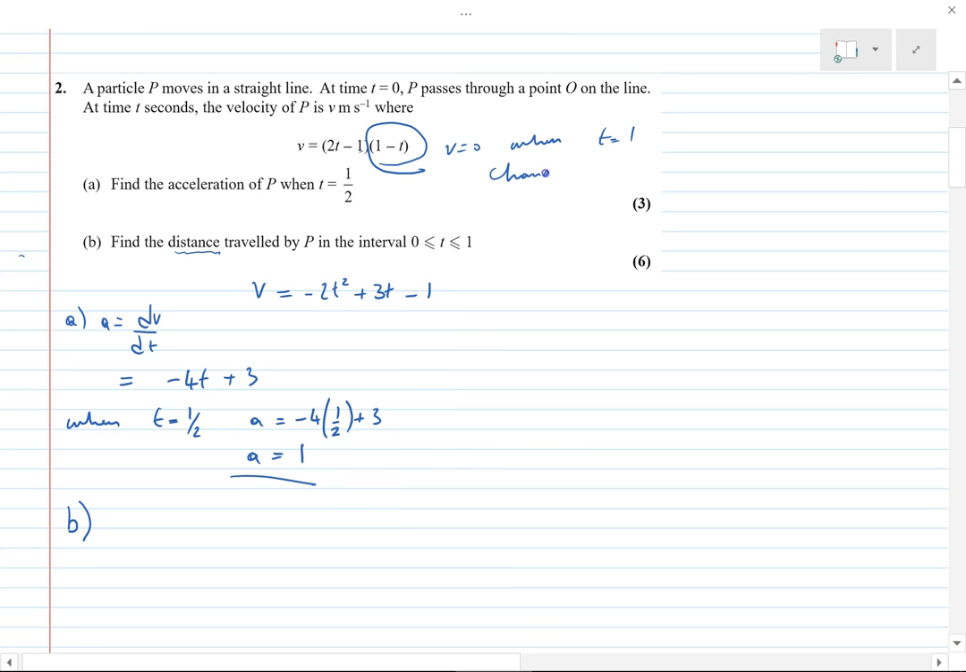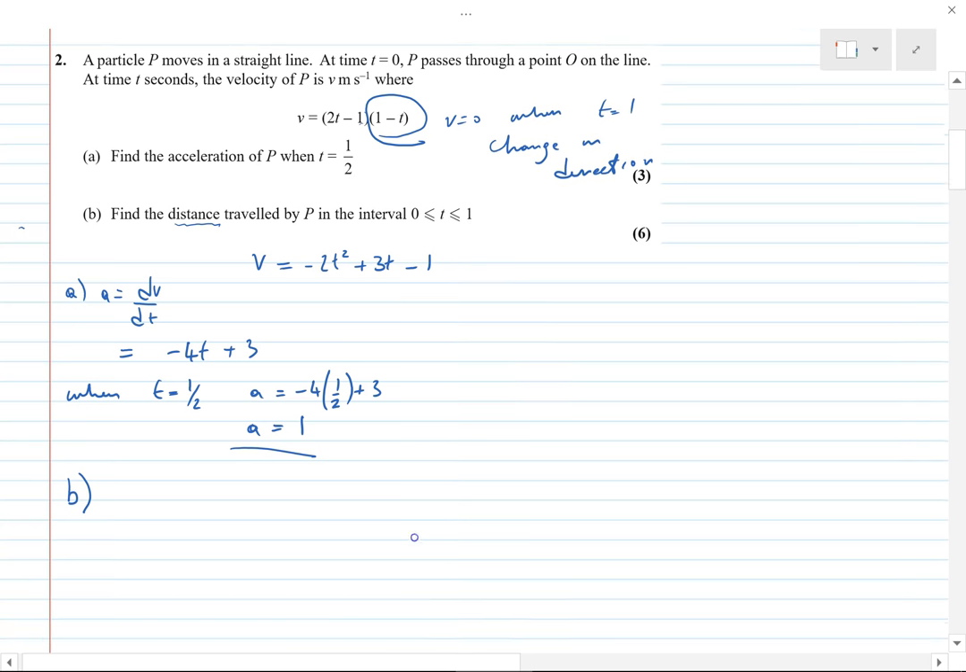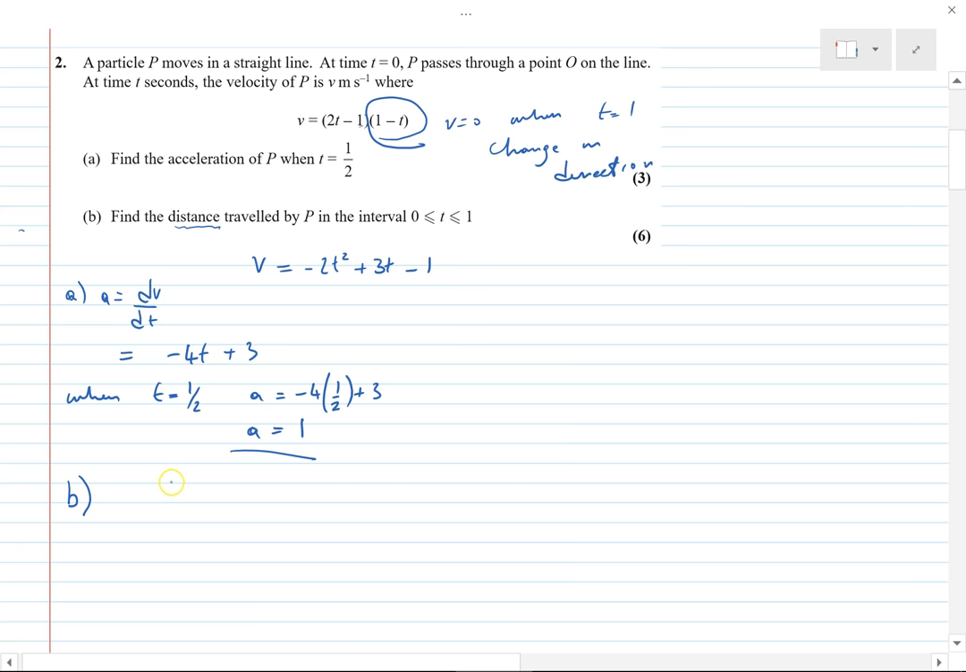and that's the key to look out for when trying to work out a distance within a time interval: has there been a change in direction? Which it has. So what I'm going to do is work out the displacement when t equals 1, or the distance it's travelled, which will be the same thing, between a half and naught, because there's no change in direction between a half and naught. The velocity is actually negative for the whole of that, because this comes out as negative, this bit.